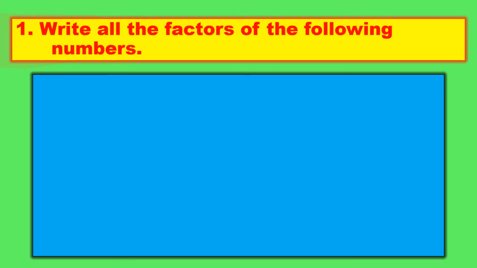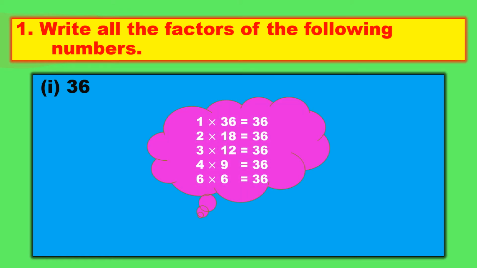So your first problem is: write all the factors of the following numbers. Here he gave some numbers and asked you to find the factors for the given numbers. Clear? So the first problem is 36. Follow this procedure. In the 1 table it goes 36 times. In the 2 table it goes 18 times, in the 3 table 12 times, in the 4 table 9 times, in the 6 table 6 times, right?